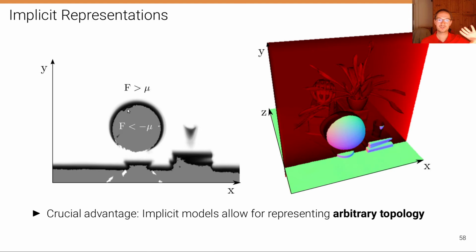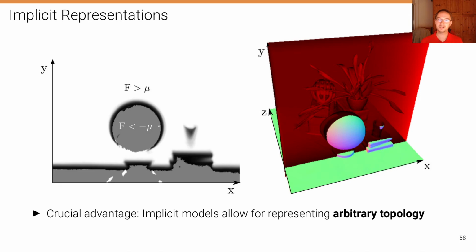You can switch this object off. You can remove this object by just turning all these values to be positive, so it will merge into the background. You can create a new object here by taking these positive values and turning them negative, and an object will appear. So the topology, the number of connections between surfaces, so to say, is changing depending on the implicit representation. It can be changed in an easy manner.